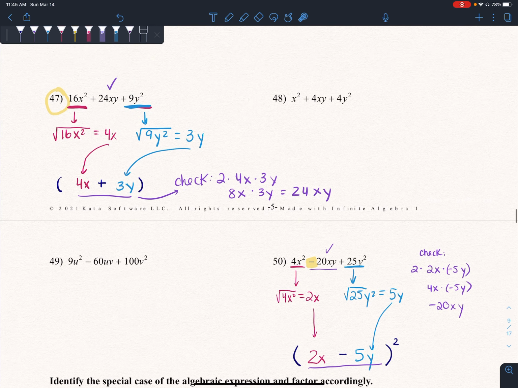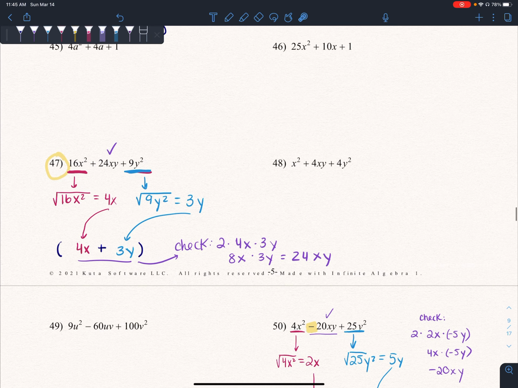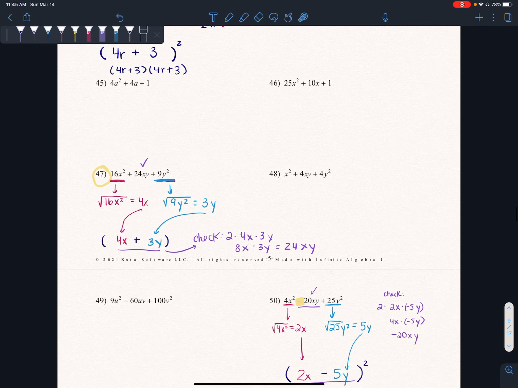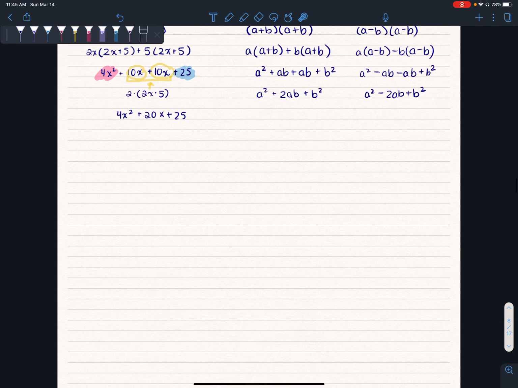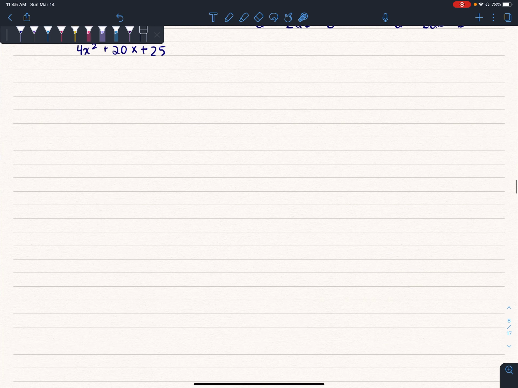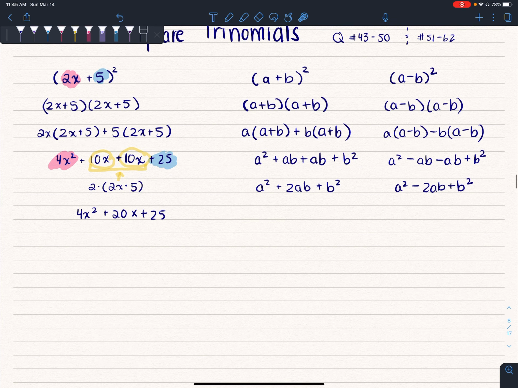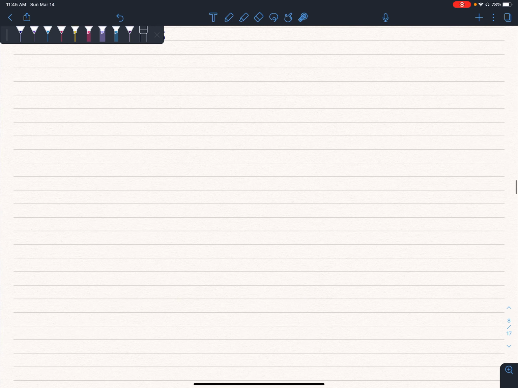Okay, so that's really it for perfect square trinomials. They are quite nice to work with. I'll also show you the area model of what it means to do a perfect square. So we'll use 2x plus 5. So if I write 2x plus 5, and I actually draw this out, so I give this a length.